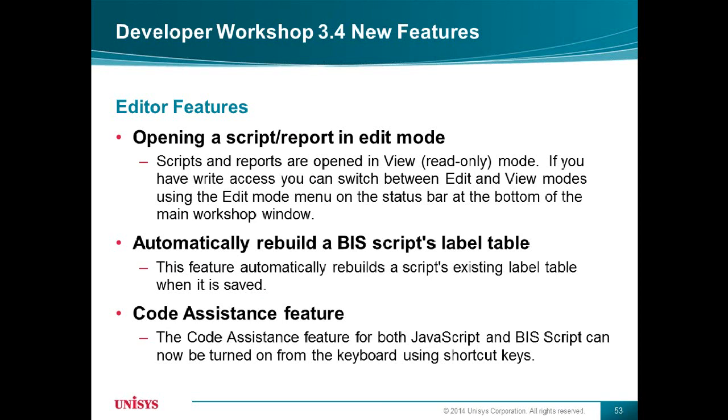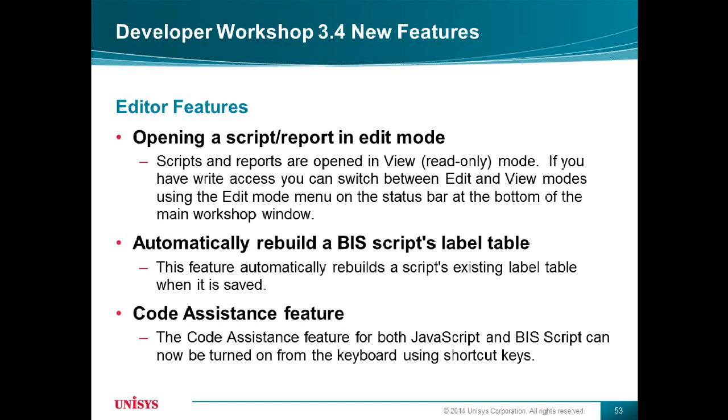The next one is automatically rebuilding a BIS script label table. When we open the BIS script and make some modifications, we are prone to forgetting to build the label table, but the developer workshop takes care of it now. For instance, if I have edited a script and made a few modifications like adding or deleting a few lines or adding or deleting a few labels, I can rest assured that I just save the file and the label table will be built and saved automatically. That's a new feature of the developer workshop.